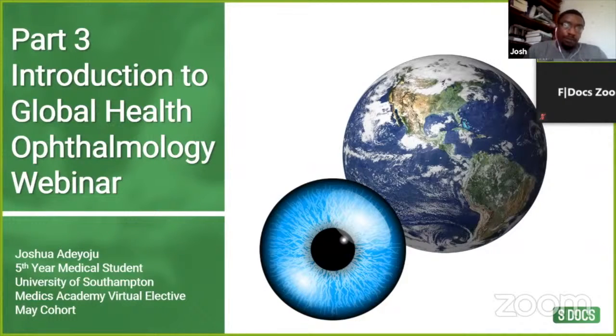If you've missed part 1 and part 2, please do check them out on the Medics Academy YouTube channel. In part 1, I talked about really introducing the whole concept of global health ophthalmology, why it's so important, what some of the causes are, and information such as that. In part 2, I covered 3 avoidable causes, in particular preventable causes of global blindness and visual impairment. So there's some really interesting stuff there, hopefully.